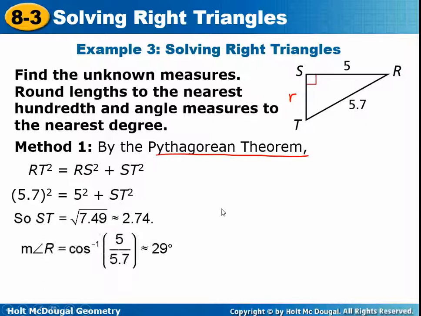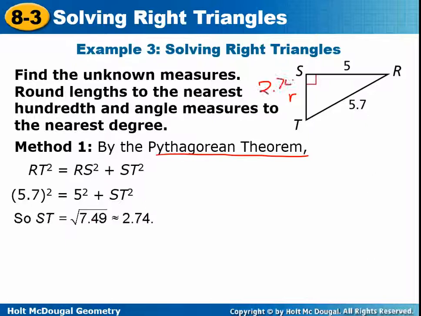So they went through the Pythagorean theorem and got, did I go one step too far? Yeah, here we go. So they got that R, or what I called R, side ST is equal to 2.74. So I have to do 3 things. I've got 1 part done. The second part you have to do is find the missing angles. So we've got 2 angles to find.